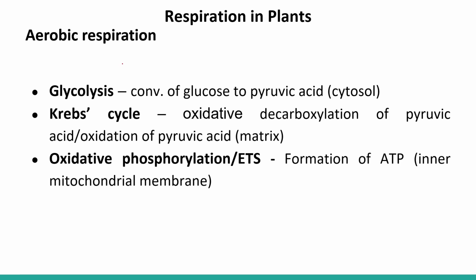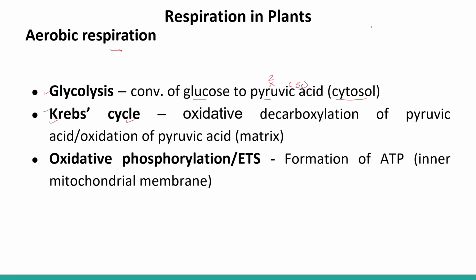So now we were discussing aerobic respiration. Aerobic respiration has three parts. First is glycolysis. So in glycolysis, what happens? There is conversion of the glucose molecule into two molecules of pyruvic acid, which is a 3-carbon compound. And glycolysis takes place in the cytosol or cytoplasm of the cell. Alright. Next step of aerobic respiration is the Krebs cycle.